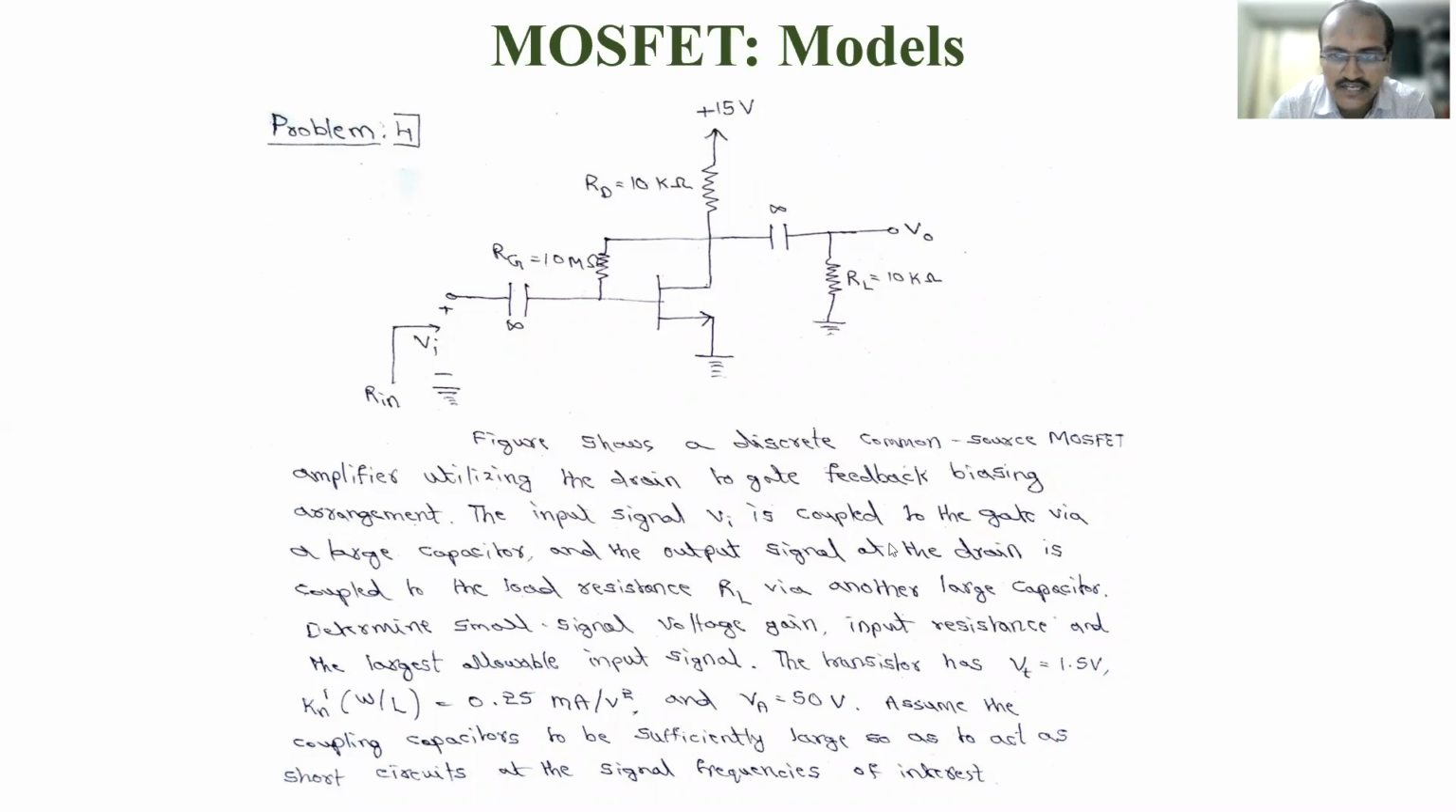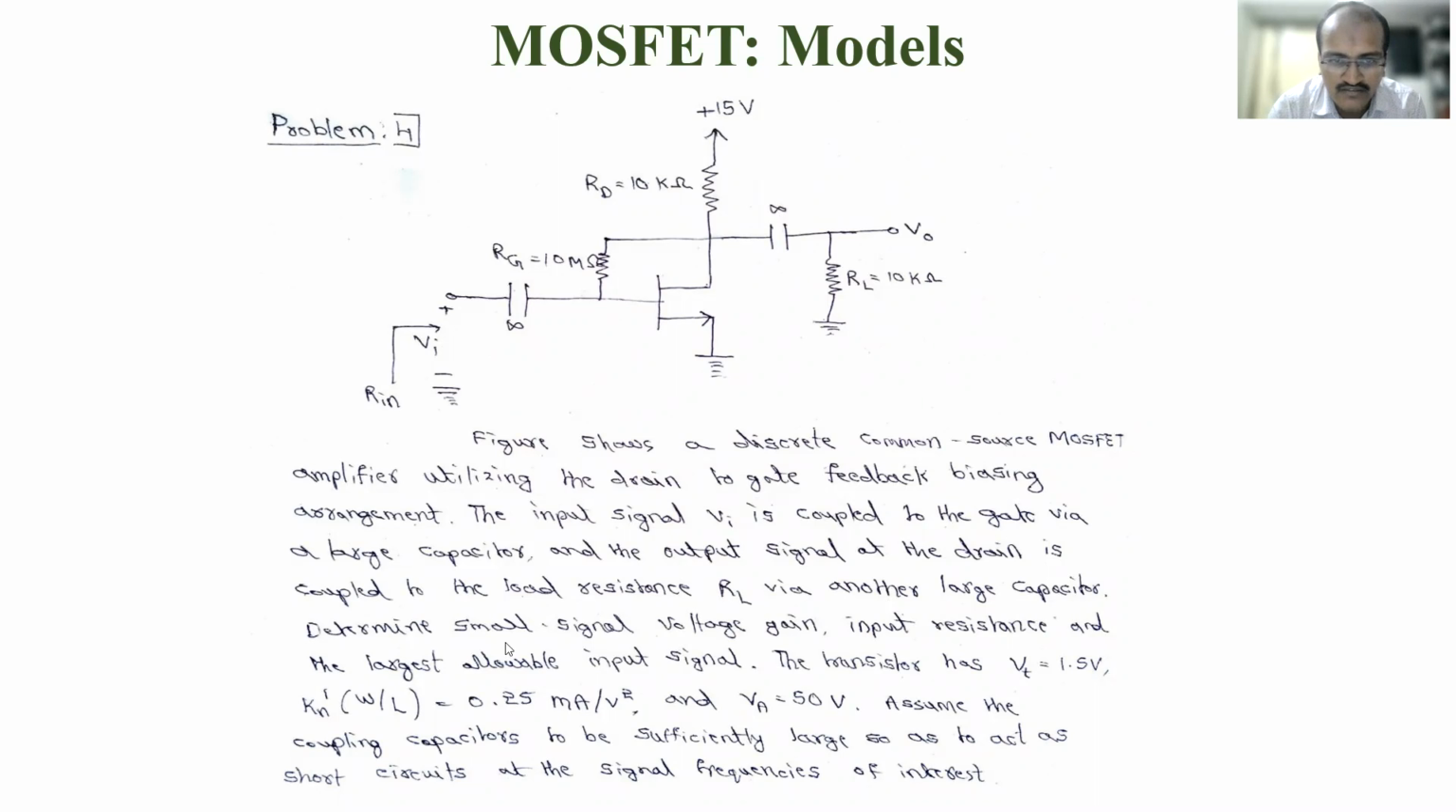The figure shows a discrete common source MOSFET amplifier utilizing the drain to gate feedback biasing arrangement. The input signal Vi is coupled to the gate via a large capacitor. This infinity stands for a large capacitor. And the output signal at the drain is coupled to the load resistor RL via another large capacitor. Normally at the load side you will have a load resistor, and again this capacitor is large, and it is connected to the drain side.